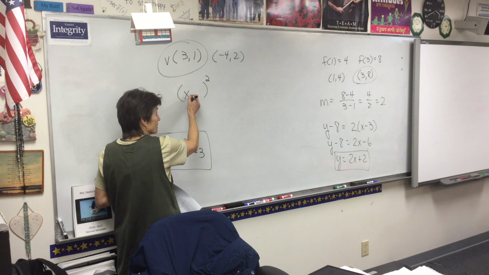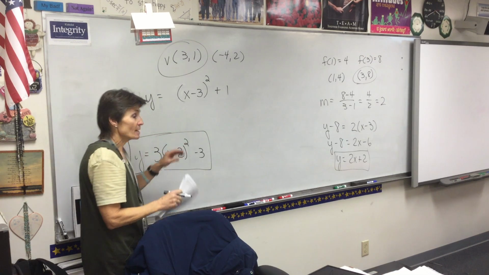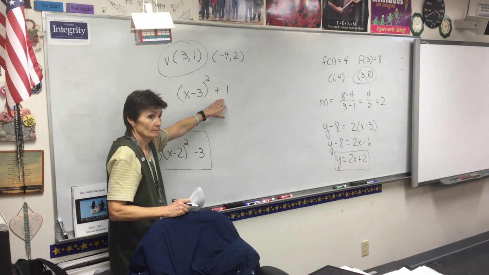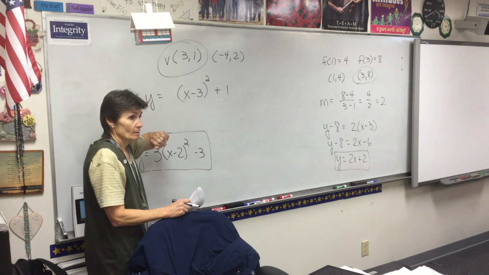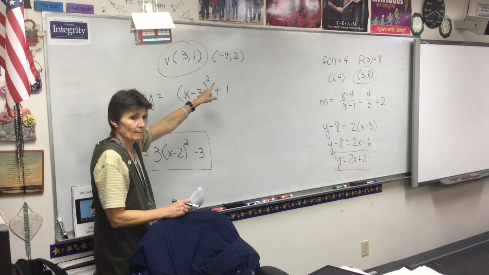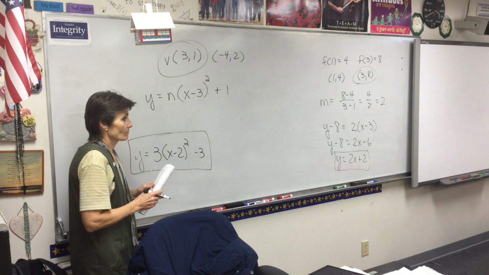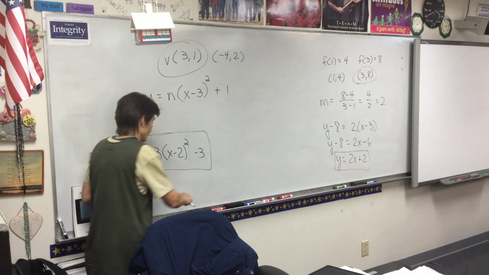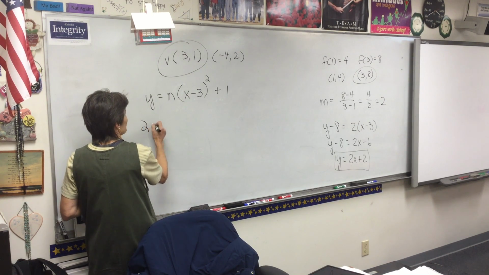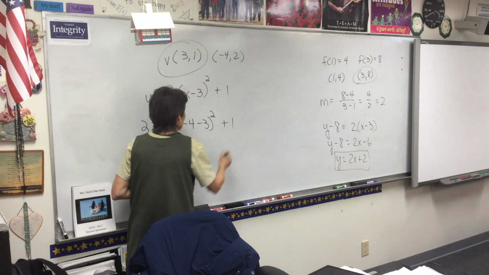If the vertex is at 3, 1, then what does that equation have to look like? x minus 3 plus 1? Doesn't that have a vertex of right 3, up 1? What's that point for? That's an extra random point. What is it there for? To help me find that number right there, the n. So what am I going to do? Plug it in. Same thing I did before. So 2 equals n times -4 minus 3 squared plus 1.